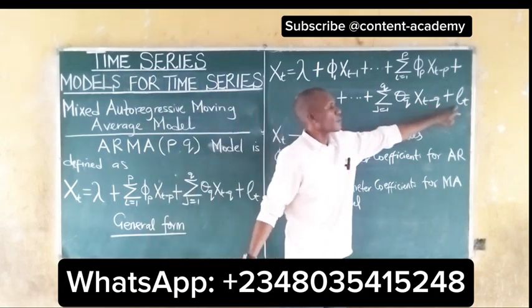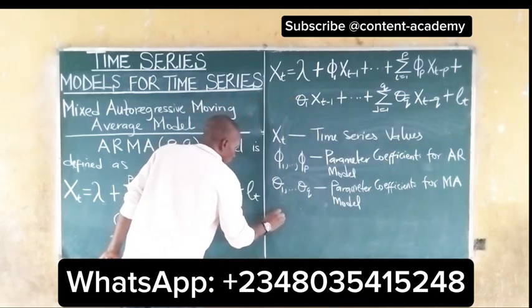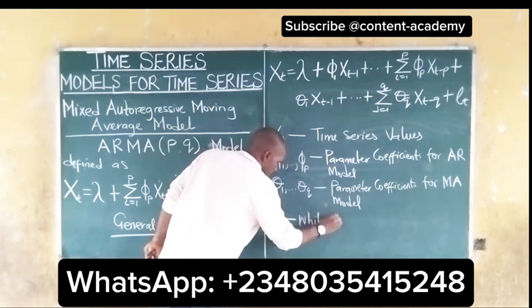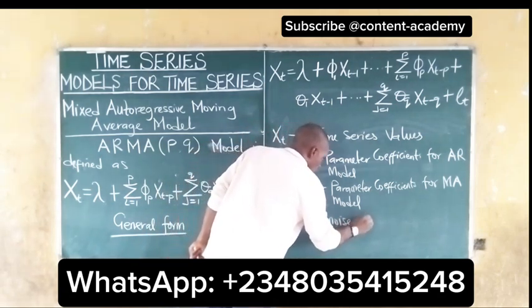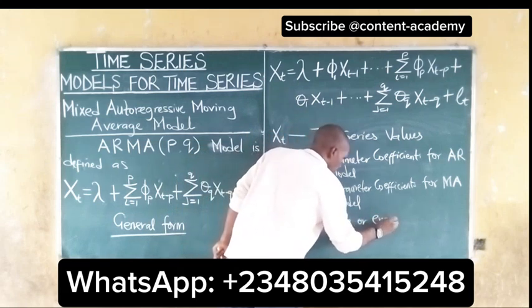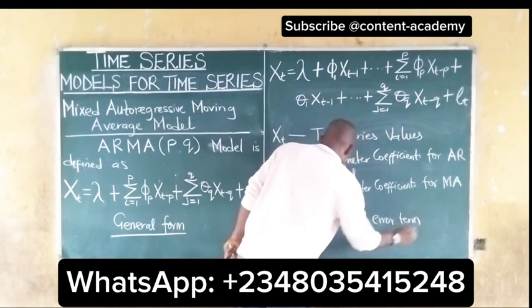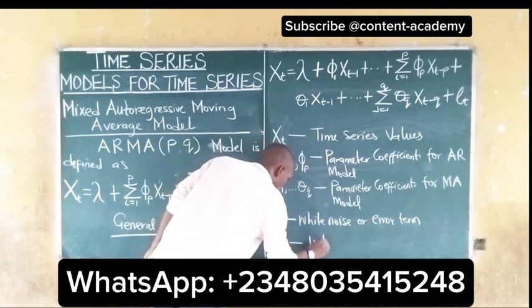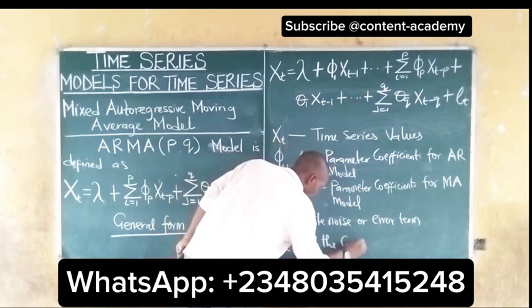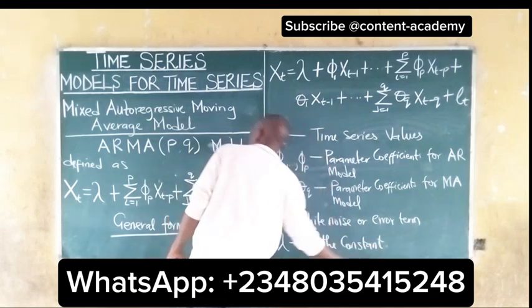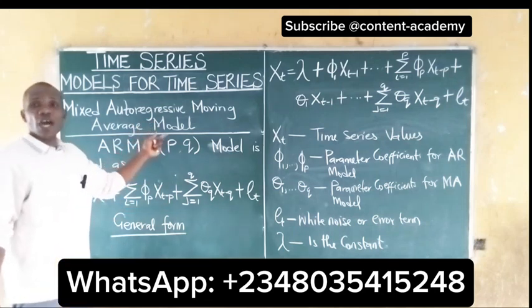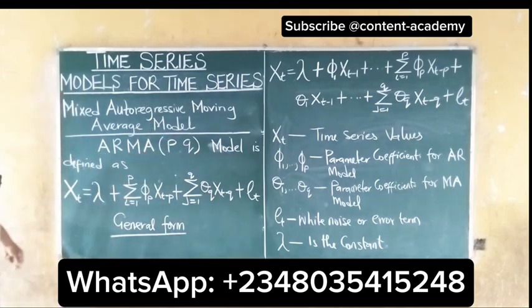We also have this e_t. e_t is the white noise, or you can call it our error term, and lambda is the constant. Lambda is the constant. So we just take some examples to show how the ARMA model is written. For me to do that, we move over to this side of the board.